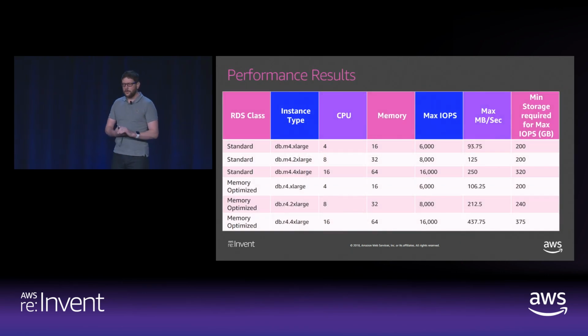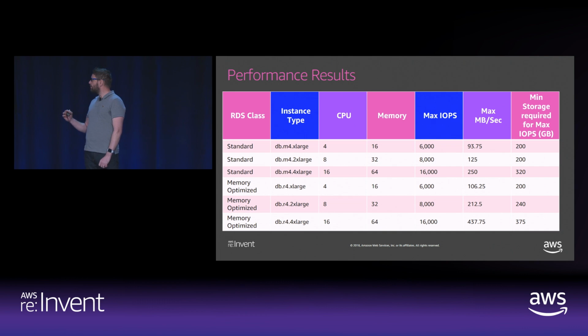So now on to the performance results. So what we did as part of the testing, as I said before, is we looked through the different RDS classes. So we looked at standard and memory optimized, and we used different instance types. And as part of that, we were able to gain and glean good information as to what we would be able to achieve from a max IOPS perspective, and what the maximum megabytes per second throughput would be.